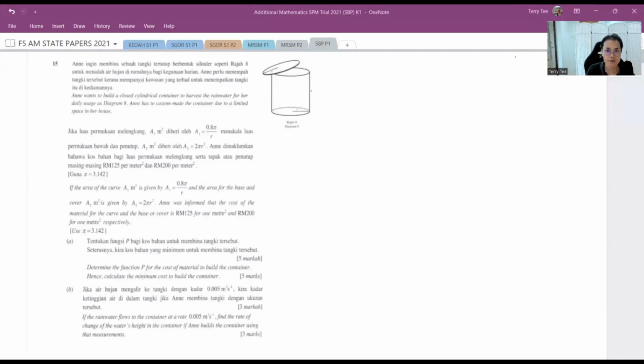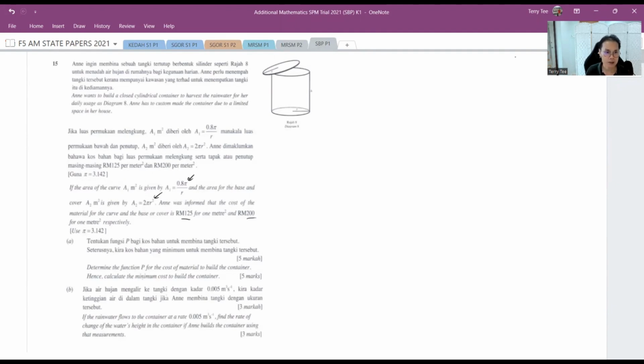Okay, and last question. This is from chapter 2, differentiation. Anne wants to build a closed cylindrical container to harvest rainwater for her daily use as in the diagram. Anne has to custom make the container due to limited space in the house. The area of the curved surface is given by A equals 0.8 pi over r. The area of the base and the cover is pi r squared plus pi r squared, which is 2 pi r squared. Anne was informed that the cost of material for the curved surface is RM125 and for the base and cover is RM200 per square meter.